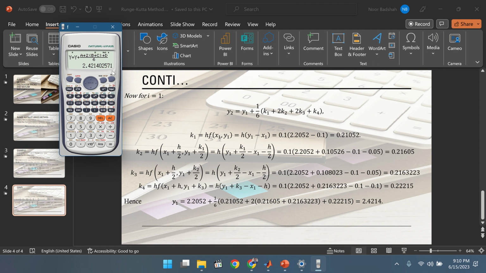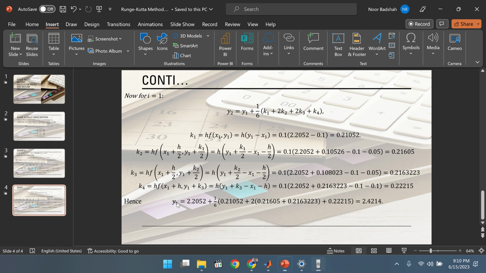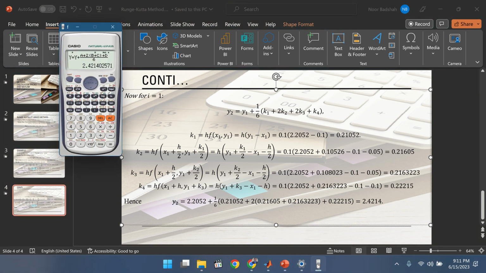dp. Okay, you can find y3 as well, you can find y4 as well in a similar way, but we are asked in this example to find y1 and y2, so we need to find the value up to y2. Again, I made a mistake, it should be y2. I don't know why I have written this y1. Okay, this is y2. So our y2 is 2.4214.